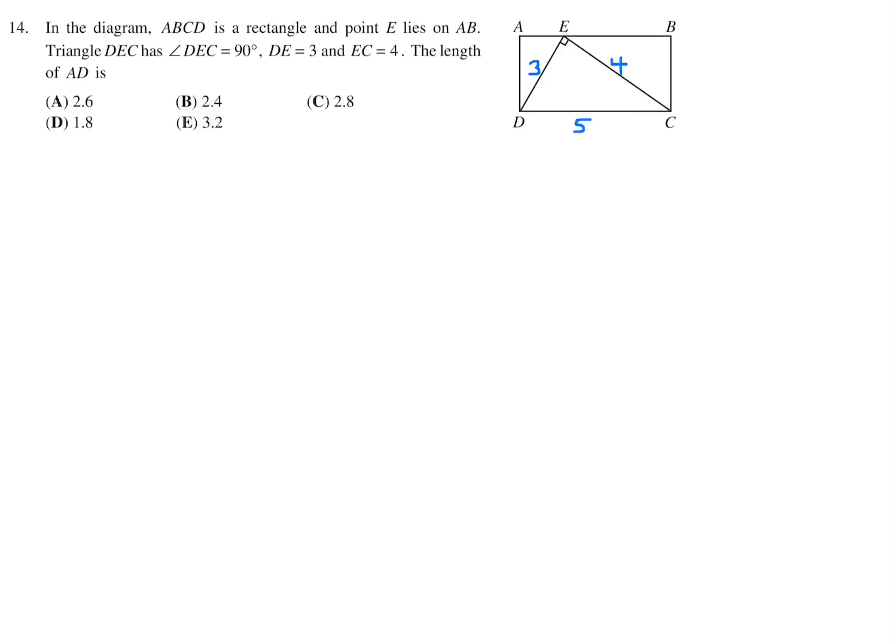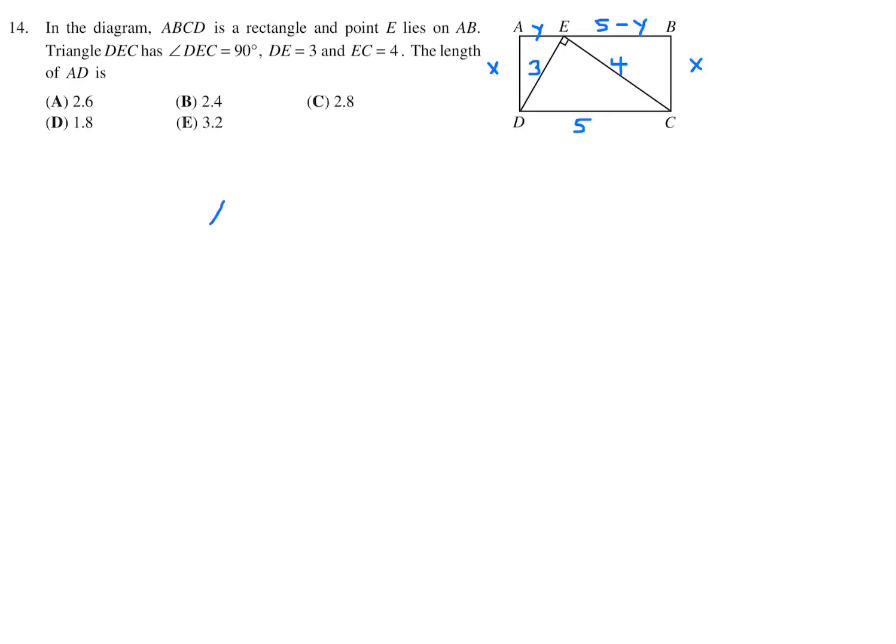And we need to label some of these we don't know. AD I'll call X. Therefore, since it's a rectangle, this is also X. And I'll call this Y. And EB, therefore, would be 5 minus Y. All right? And then from this triangle right here, I can use Pythagoras to get a relationship.